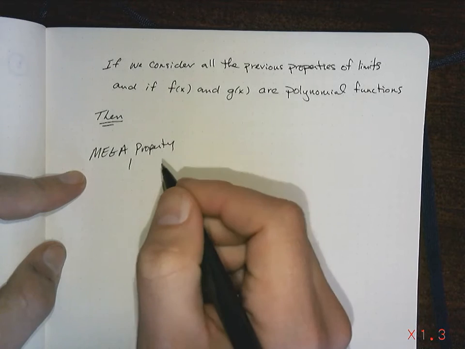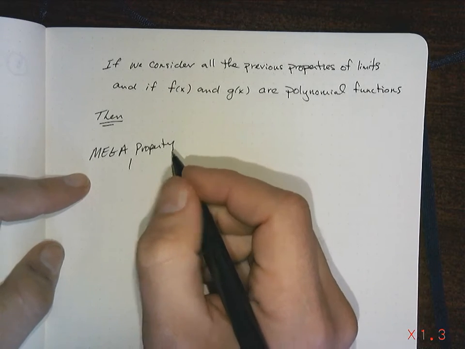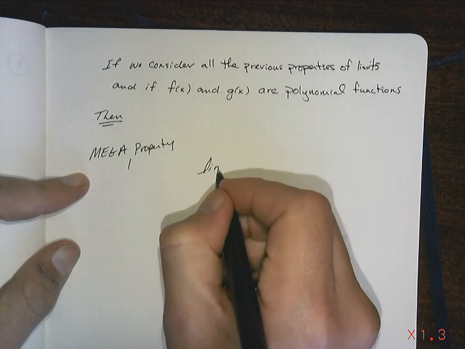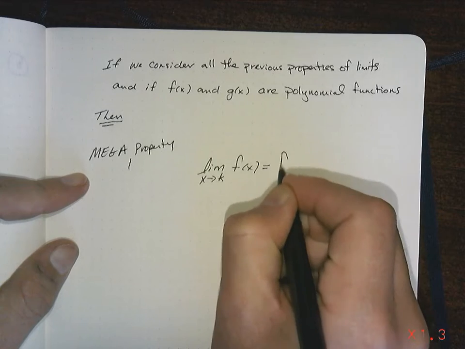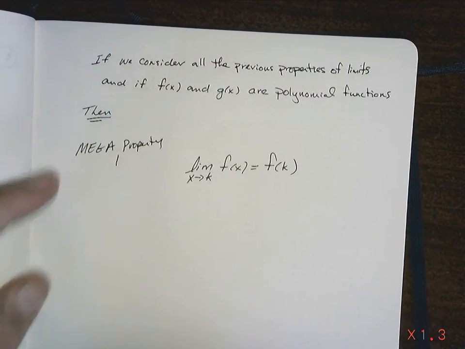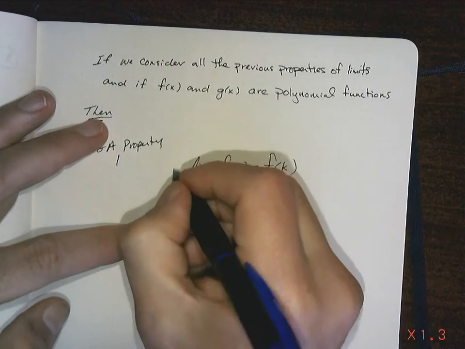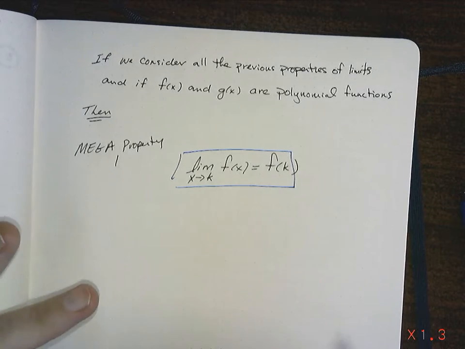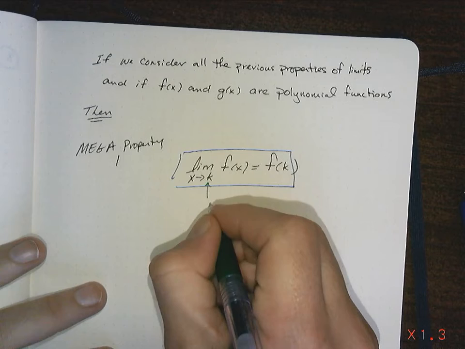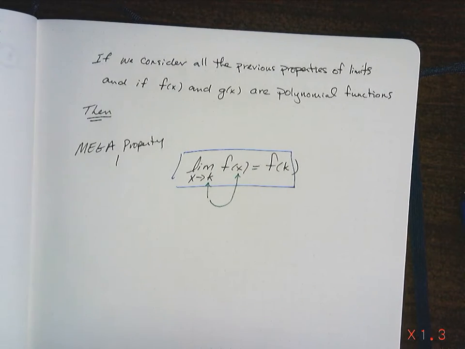1. And mega property 1 is going to say that the limit as x approaches k of f of x is going to equal f of k. And that, ladies and gentlemen, is certainly a mega property. That is huge. Because what it says is, all I have to do to figure out the limit value of a function, if it's a polynomial, is take the k value and plug it into the x value. And I don't have to do all that other work.